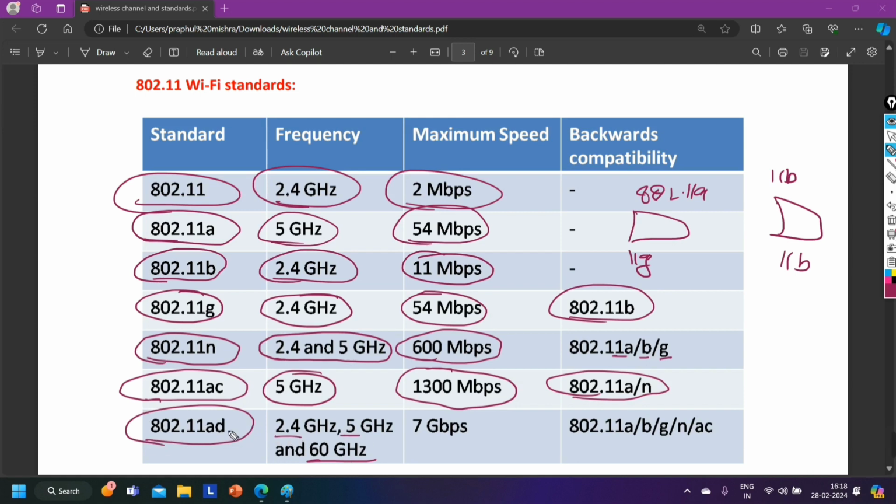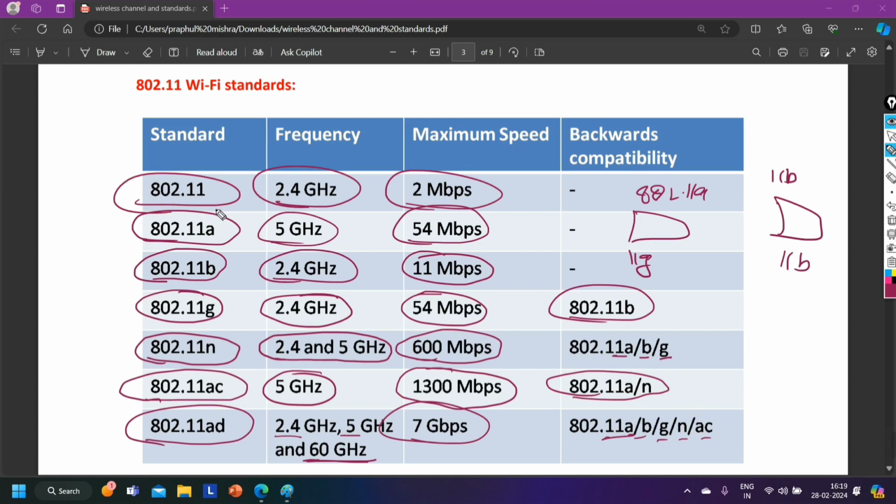But 802.11ad operates on 2.4 gigahertz as well as 5 gigahertz, and it can operate on 60 gigahertz as well. And the speed you will get in this standard is up to 7 Gbps. Now this is very high-end, guys. This is not for personal use or for small offices. This is for large enterprises, right? Then guys, this standard is compatible with 11a, b, g, and ac. Fine. So it is compatible with all except 802.11.